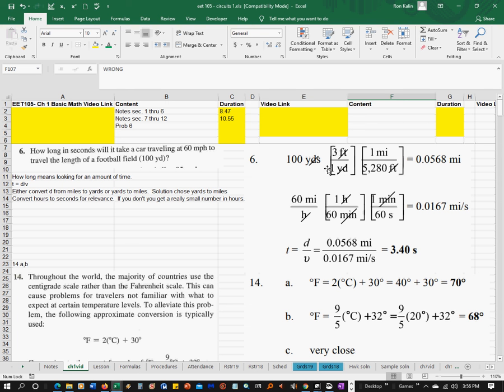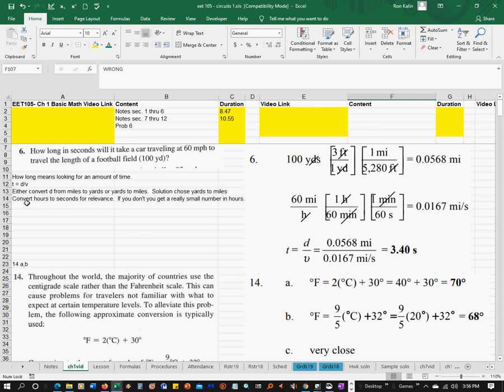And we want to end up with miles. So 3 feet in a yard, 1 mile is 5,280 feet. So when you multiply 100 times 3 times 1, and divide that by 1 times 5,280, you get 0.0568 miles.